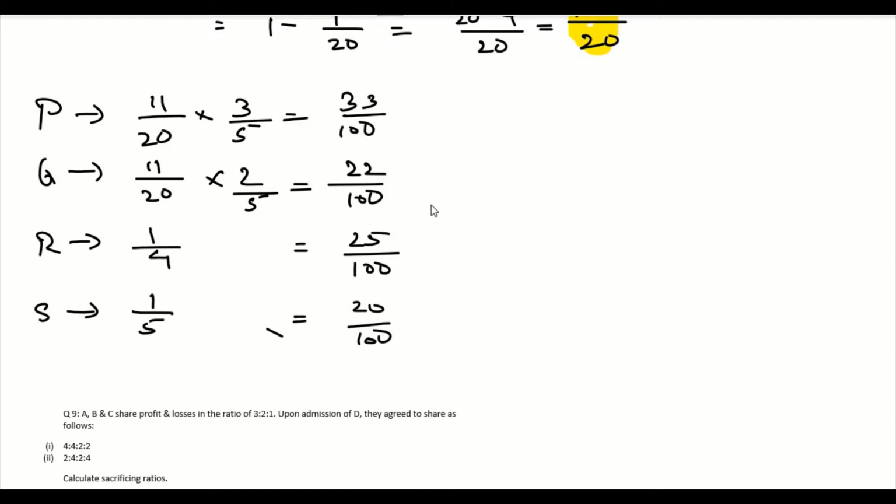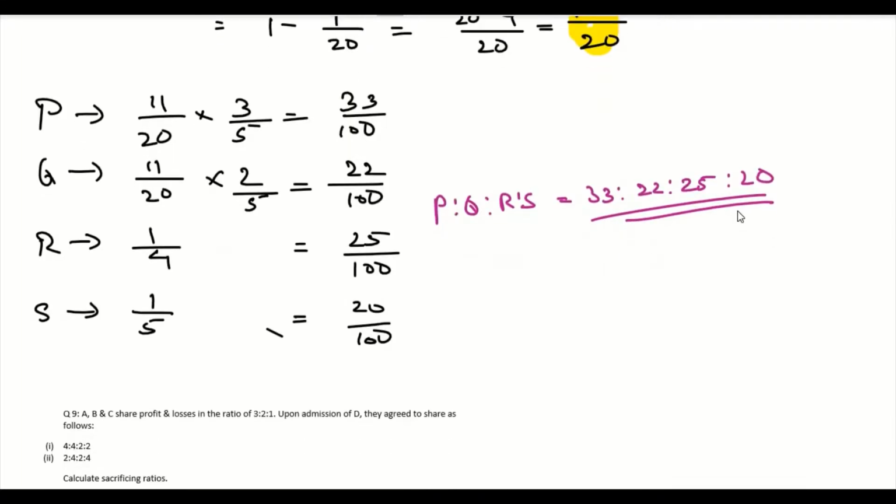So what's the new profit sharing ratio between P, Q, R and S? It is 33 is to 22 is to 25 is to 20. That's a new profit sharing ratio.